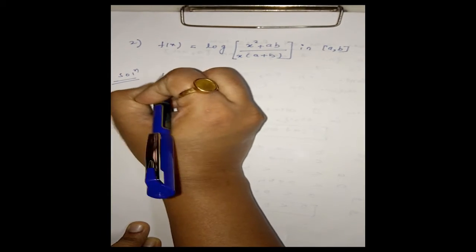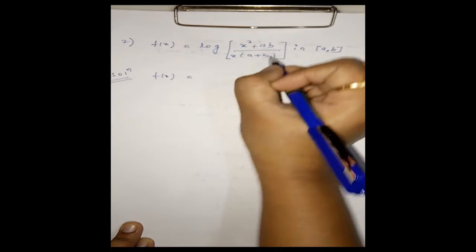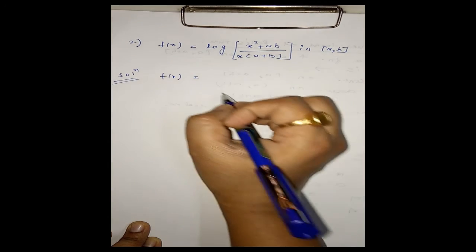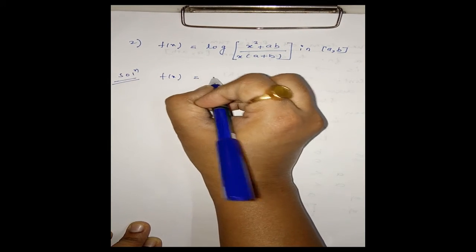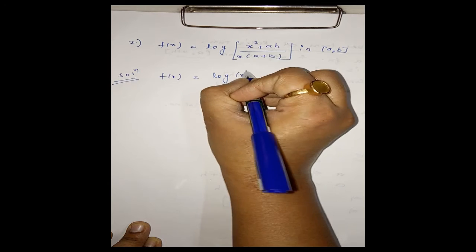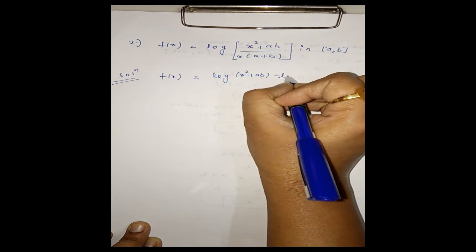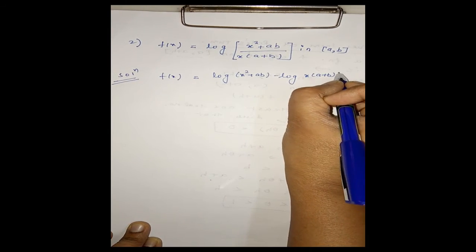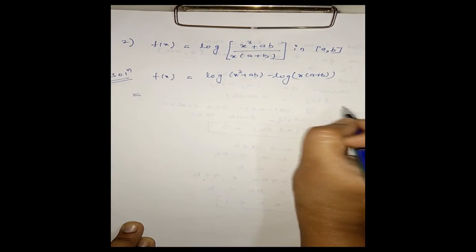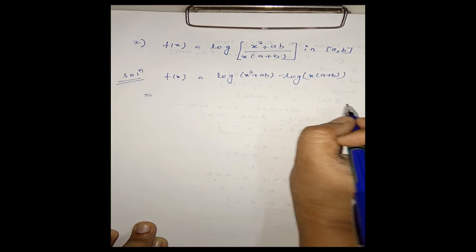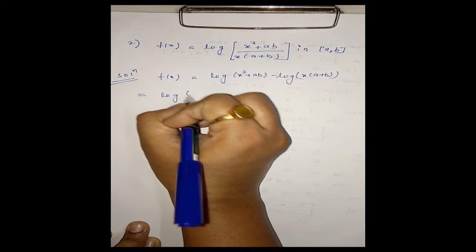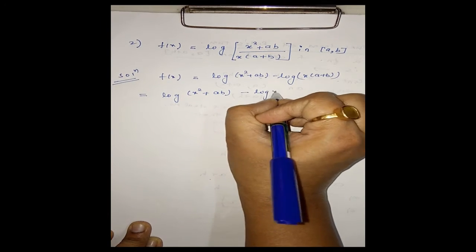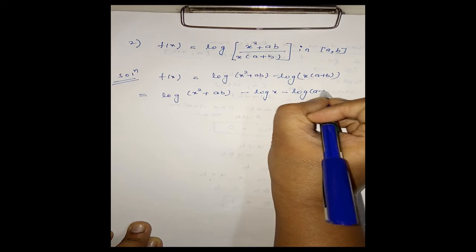Now, I can write my f(x) in the form log m by n, and we know log m by n is log m minus log n. Therefore I can write this as log (x square plus ab) minus log x(a plus b). And we know log m into n is log m plus log n. Therefore, I can further rewrite this as log (x square plus ab) minus log x minus log (a plus b).